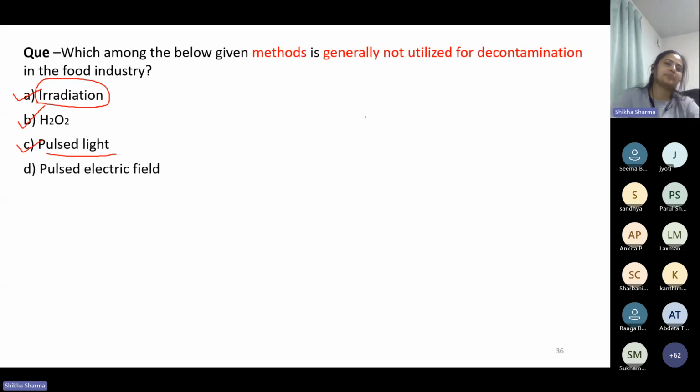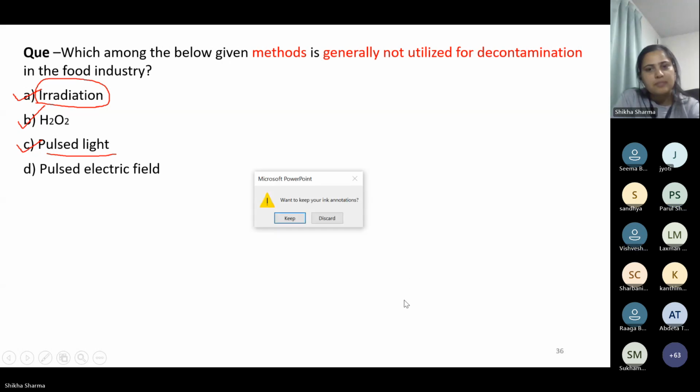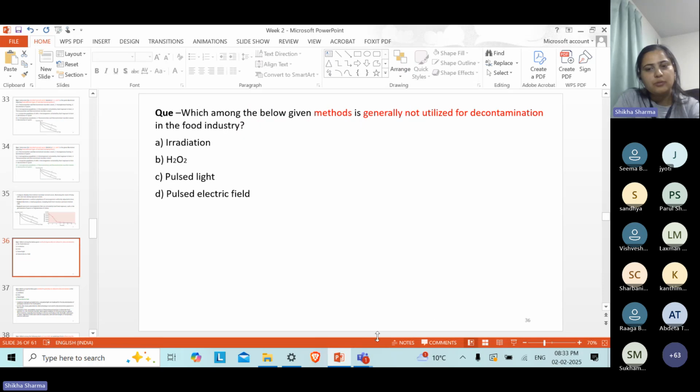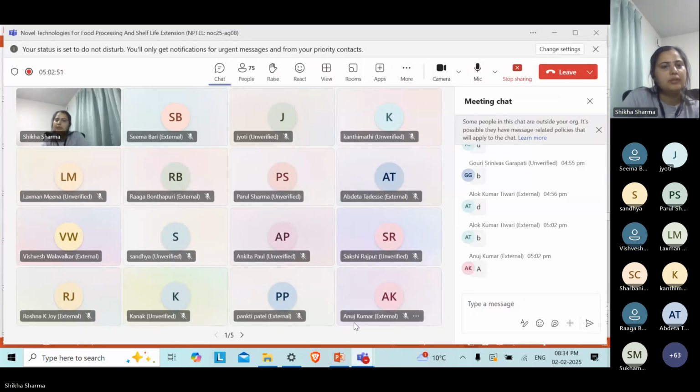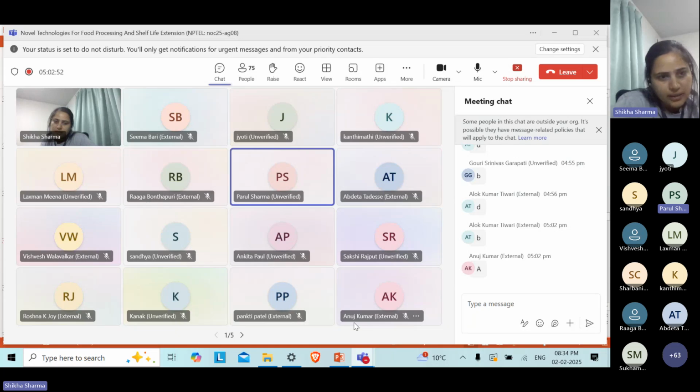Anyone else? Ma'am, A, C, and D are actually the methods used for... Used for? Decontamination. Yes, you are correct.